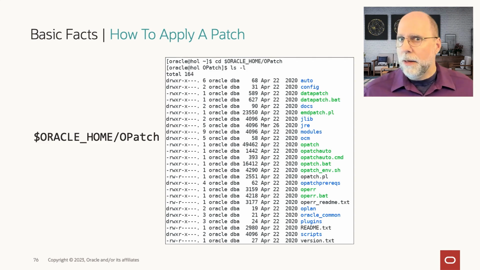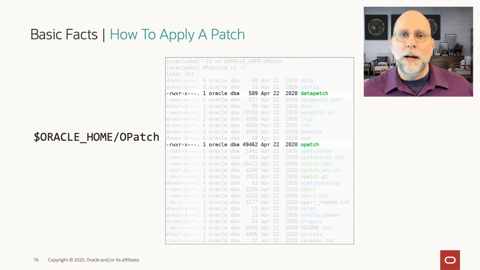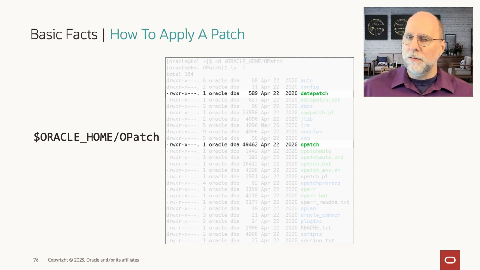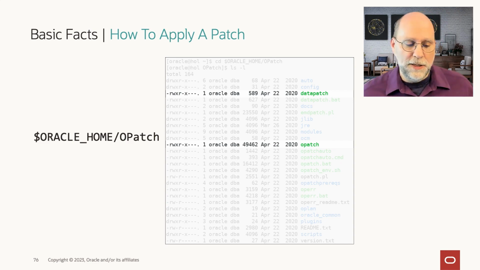So how would you apply a patch? Well, opatch is the directory that you would look at under your Oracle home. The opatch directory has a lot of files in it, but the two that you really want to know about are opatch and Datapatch. Now, what is the difference between these two? A lot of times people conflate the opatch part of patching with the Datapatch part, but they are separate and distinct operations, and they're actually separate and distinct programs, as you can see here.